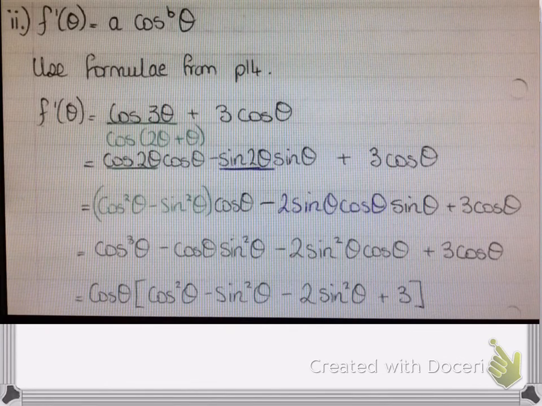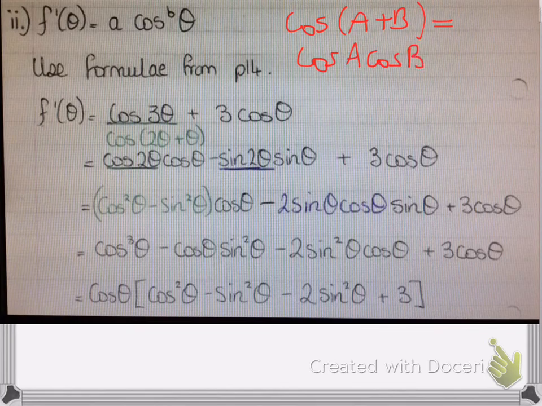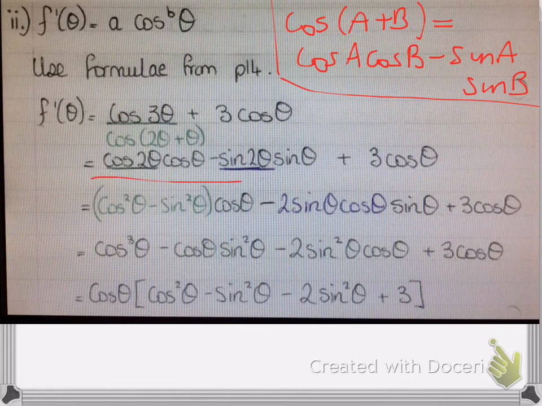Cos of a plus b, and I'm going to write it up here. So cos of a plus b is cos a cos b minus sine a sine b. Okay, that's what I'm now using here. So I'm substituting into that formula. Remember, your a was going to be 2 theta and b is going to be theta. So you get cos 2 theta cos theta minus sine 2 theta sine theta, and then I bring down my plus 3 cos theta.